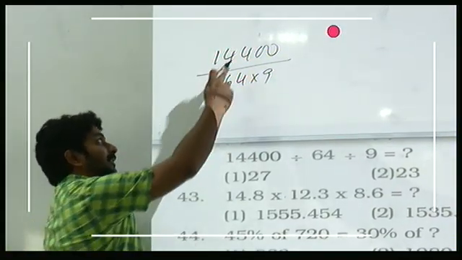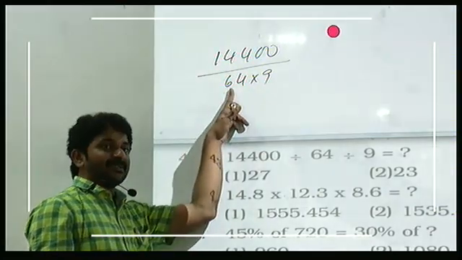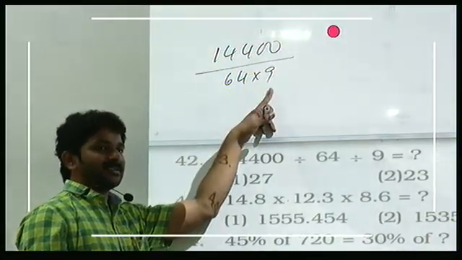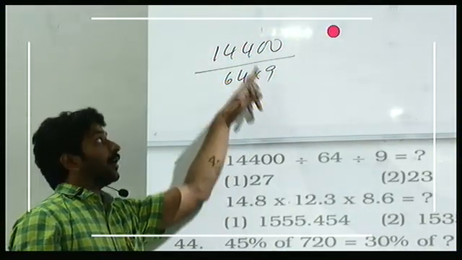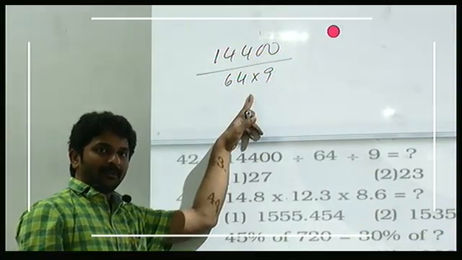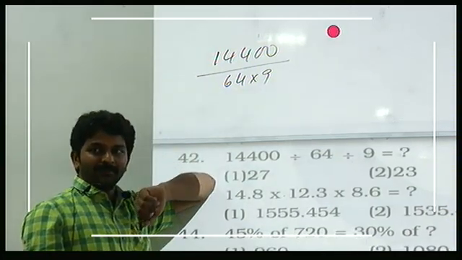Or else, this is 120 square. This is 8 square. 3 square. 8 3s, 24. And numerator it is 120. 120 by 24? 5. Whole square. 25.